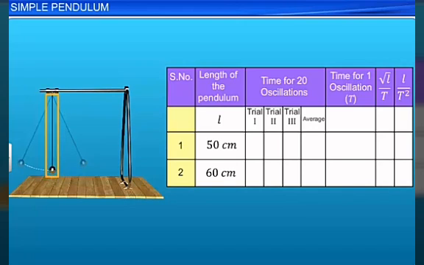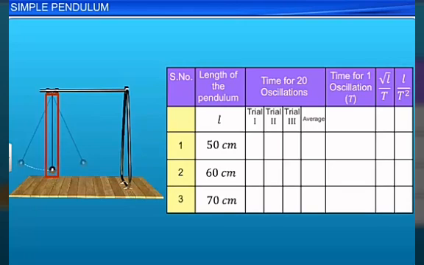Repeat the procedure 3 or 4 times by increasing the length of the pendulum by 10 centimeter every time. Tabulate the readings. You will observe that the time period of the pendulum increases with its length, and the value of L by T square is the same in all the cases. This verifies the third law.